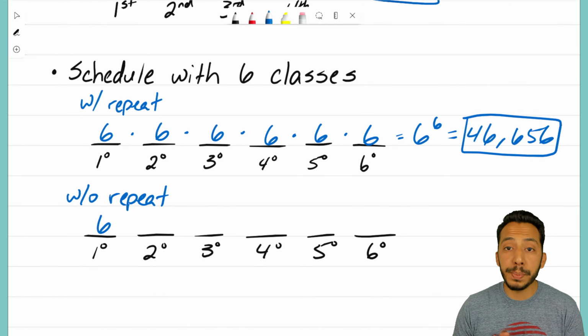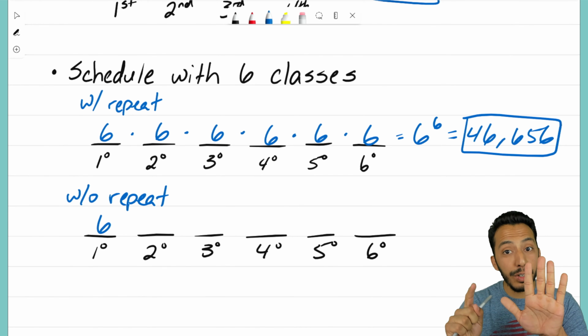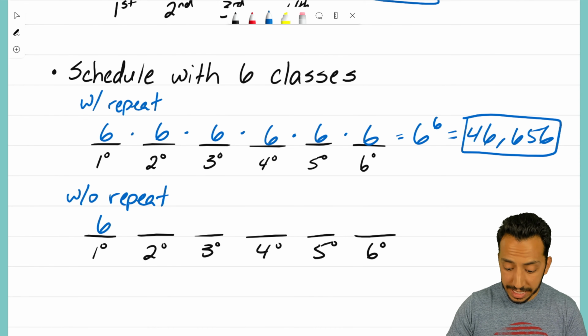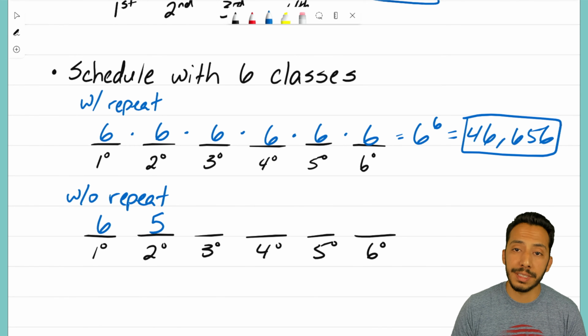My first period class. Out of the 6 classes I need to take, I have 6 to choose from, right? Let's say that for my first period, geometry gets chosen. Now when I get to my second period class, geometry is no longer an option, right? Out of those 6 classes, I've already chosen one. So the number of classes that I can pick now is going to drop to 5 because I've taken one out. One's already been selected for first period.